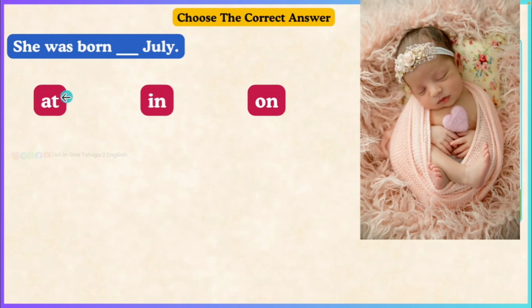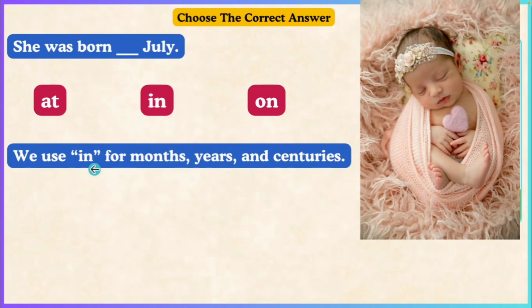She was born at July. She was born in July. She was born on July. We use in for months, years, and centuries. July is a month. So, she was born in July.